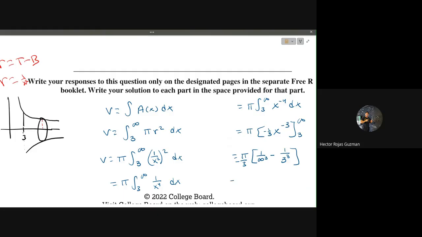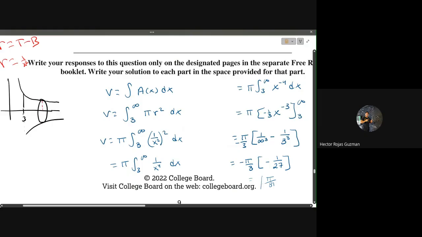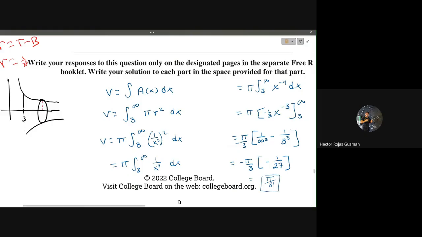Well, what does the first fraction become? 0. And the other one is negative 1 over 27. So the answer is pi over 81. This one is 3 points: 1 for the integral, 1 for the antiderivative, and then the answer.